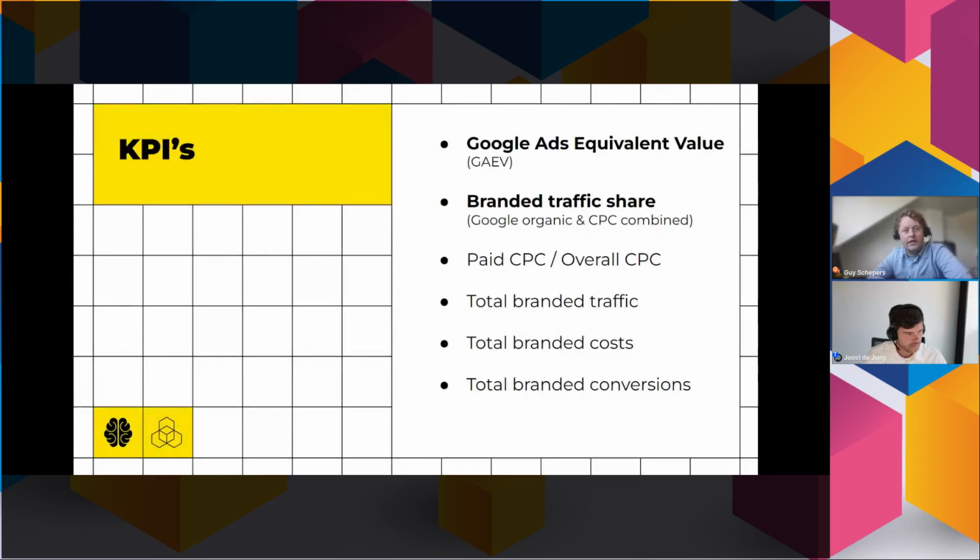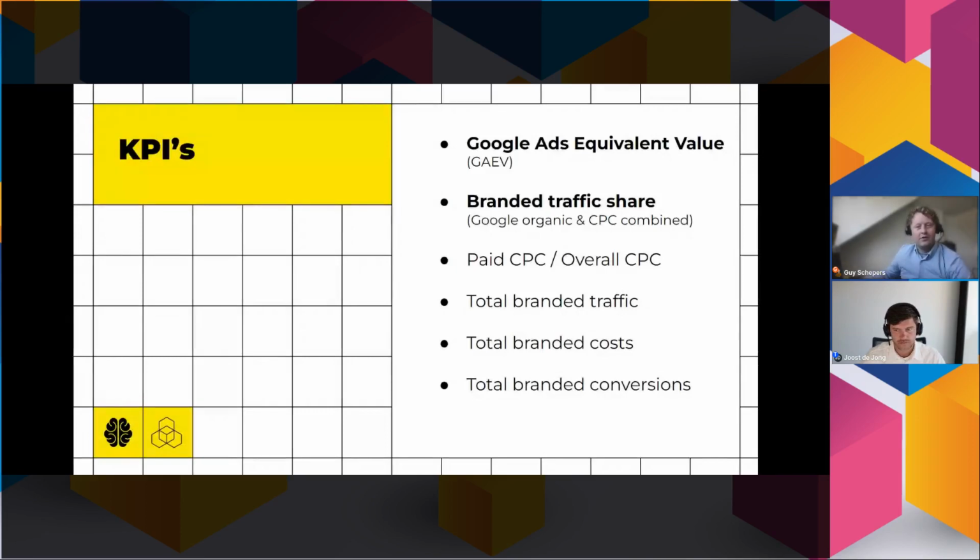But next to the Google Ads equivalent value, we also looked at the branded traffic share, which is the Google organic and CPC combined, the paid CPC, and also the overall CPC, the total branded traffic, the total branded cost, and the total branded conversions.